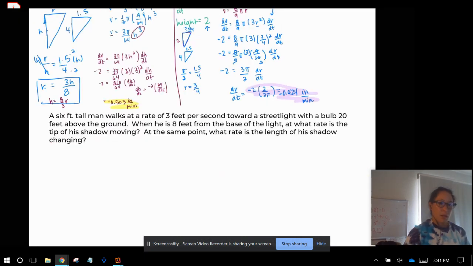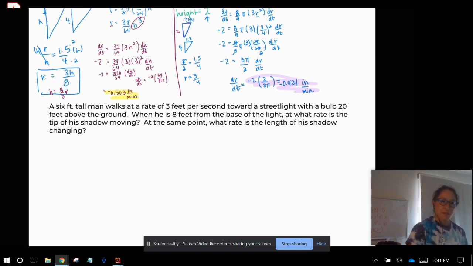Okay, a 6-foot man walks at a rate of 3 feet per second towards a street light with a bulb 20 feet above the ground. When he is 8 feet from the base of the light, at what rate is his shadow moving? And at the same point, what rate is the length of his shadow changing? So again, 2 questions in one, my fave.